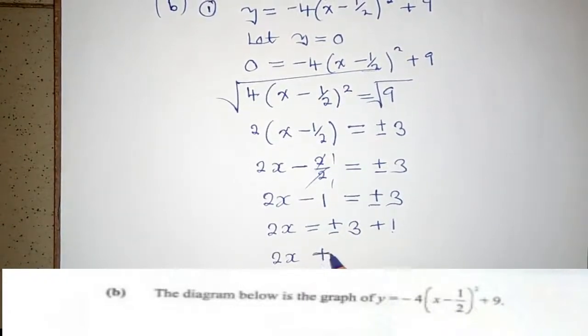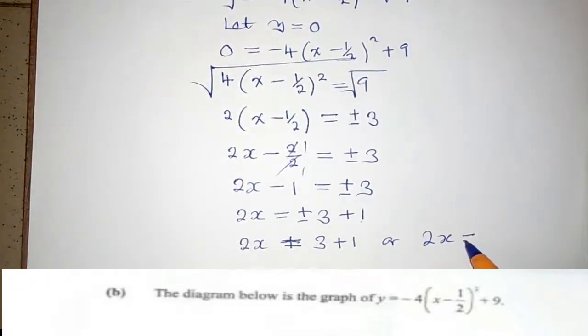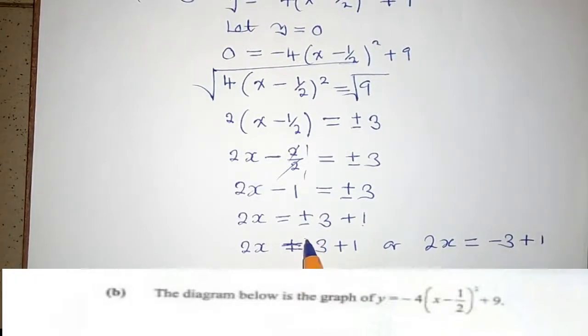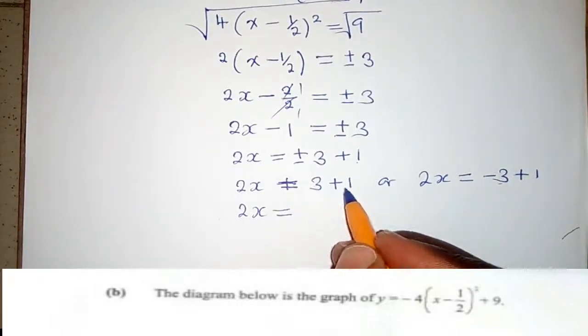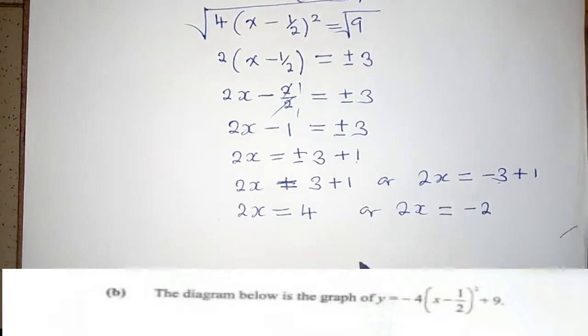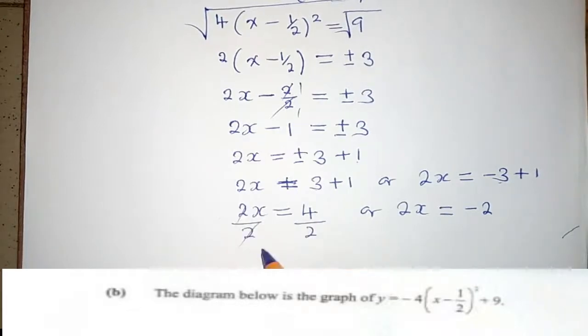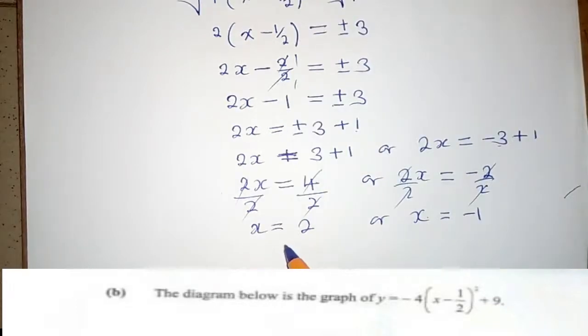And then here, we'll separate them now: 2x is equal to 3 plus 1, or 2x is equal to -3 plus 1. So I've separated now. This positive is here, +3, and then the negative is here. Okay, so now we can solve for x. So 3 plus 1 will be equal to 4. Or here we also solve: -3 plus 1 will be equal to -2. So we can divide by 2, x is equal to 2 here, or x will be equal to -1, by dividing both sides by 2. So we remain with x. So the value of x is equal to 2, and the value of x here is equal to -1.